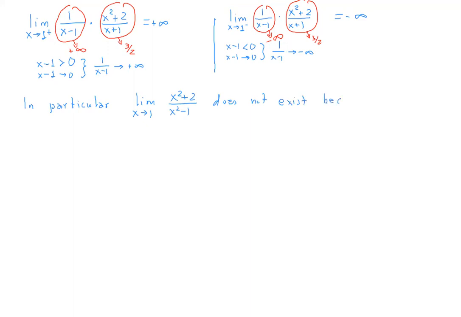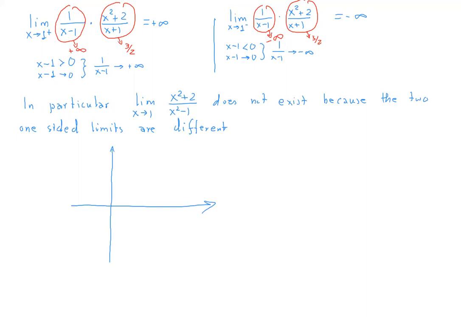Because the two one-sided limits are different. And actually, it would be quite instructive to try to understand what the function looks like here without claiming that we're constructing the graph in any precise way. Here's the line x equals 1. Okay, it's a vertical line, so this is the line x equals 1.